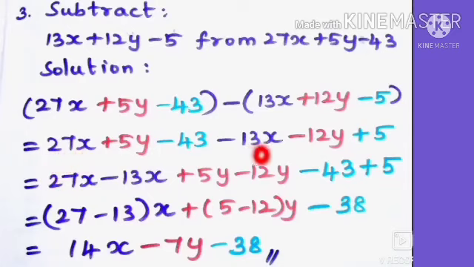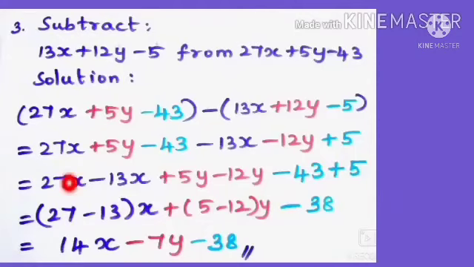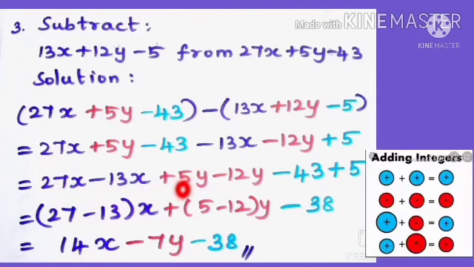So 12x and minus 13x are like terms in x. 5y and minus 12y are like terms in y. And minus 43 and plus 5 are the constant values, which are also like terms. Now students, we are going to subtract the coefficients of x of like terms alone. So here 27 minus 13x, and here the coefficients of y are 5 and here minus 12. So 5 minus 12y. Here minus 43 plus 5 is minus 38.